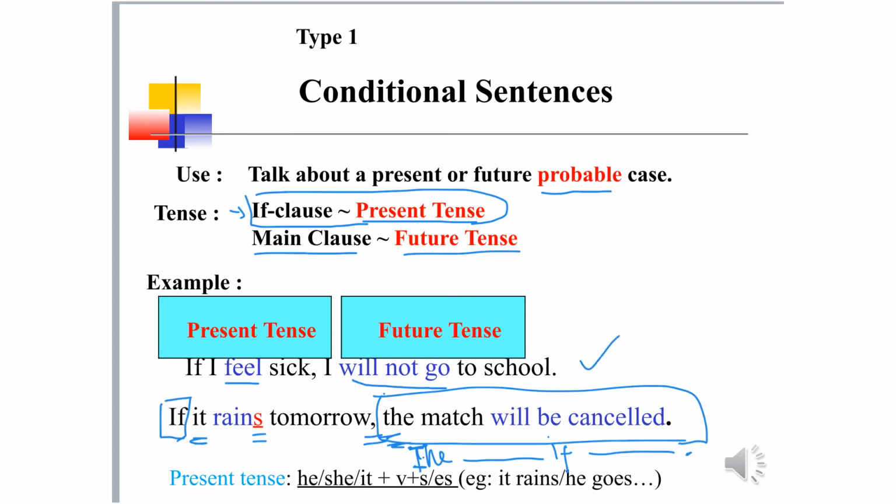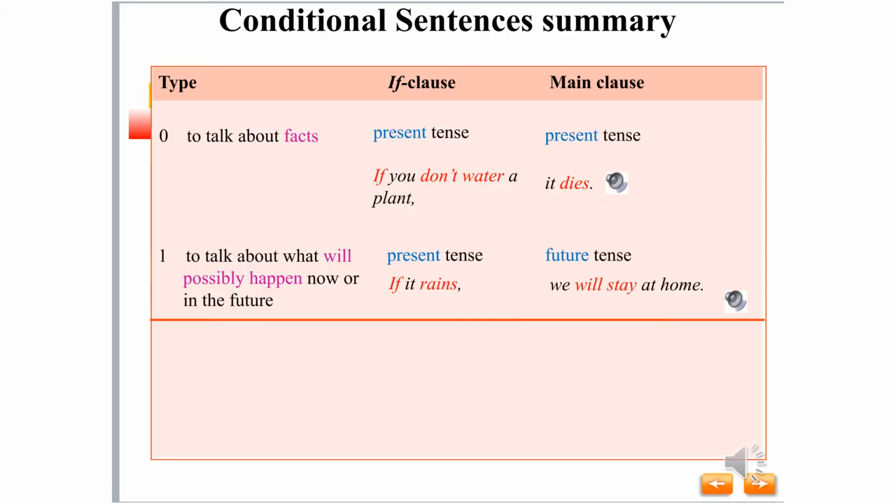Same for this one. You can use this main clause. If you want to put the main clause at the beginning of the sentence, you can say, I will not go to school if I feel sick, full stop. There are actually two ways of saying the if conditional sentences. Okay, next slide.